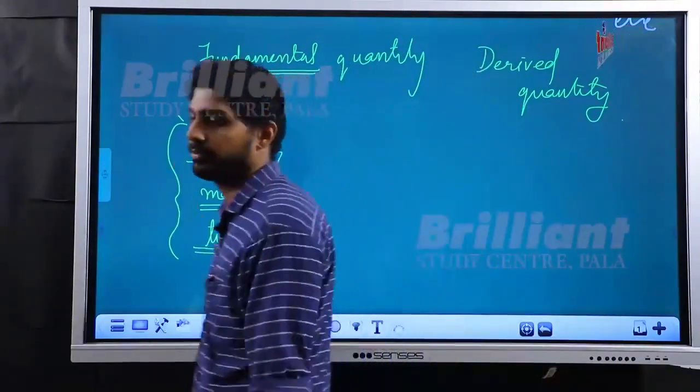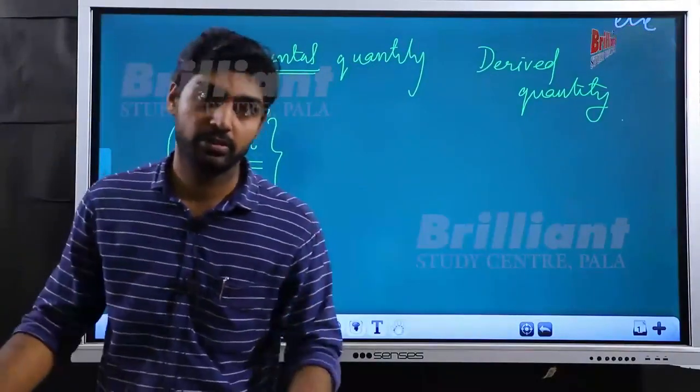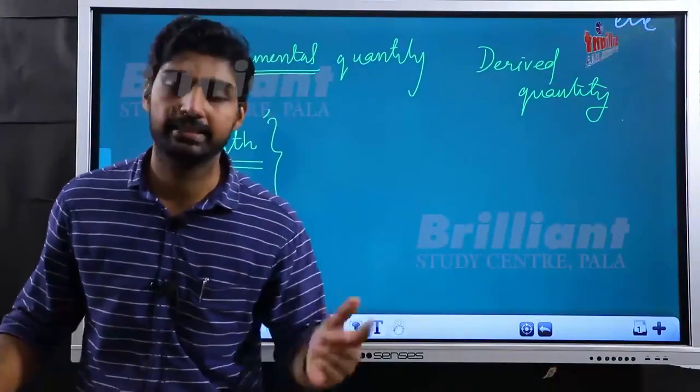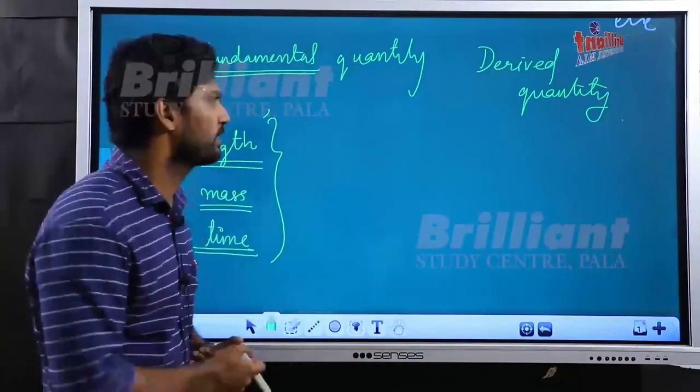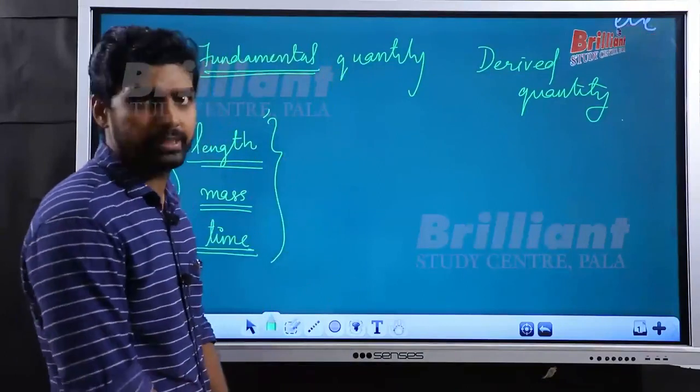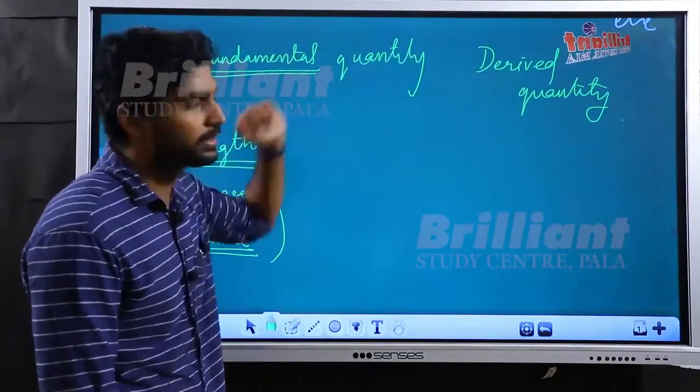There are other fundamental quantities as well, like temperature, current, luminous intensity. These are all fundamental quantities. They will have certain units. About units we'll discuss a little later. And then what is a derived quantity? Again, that is clear from the name.